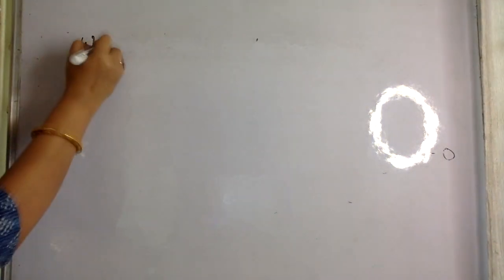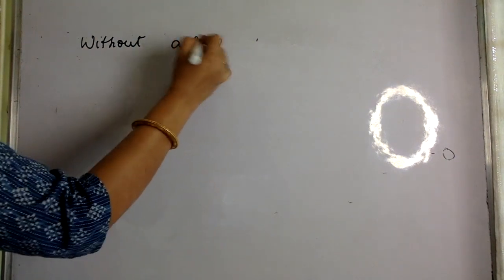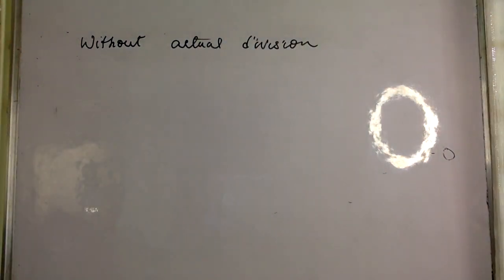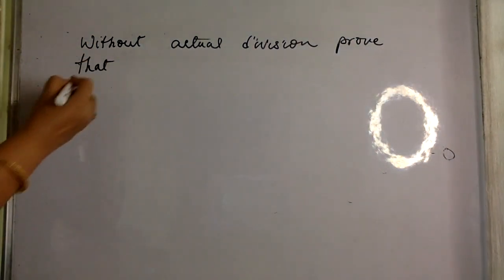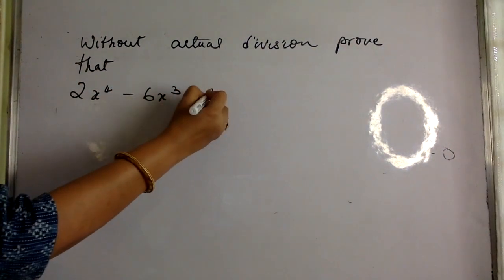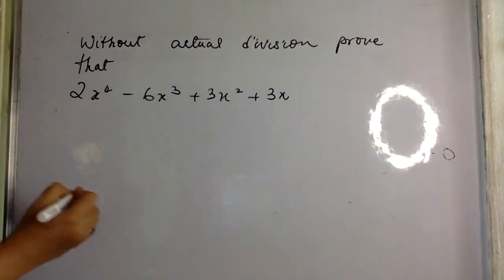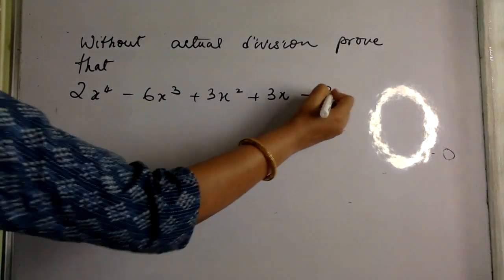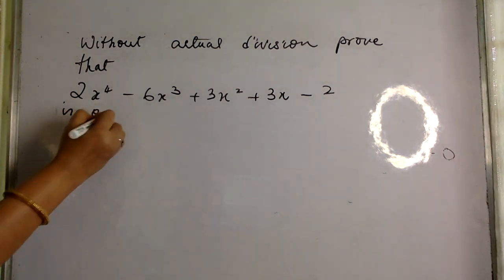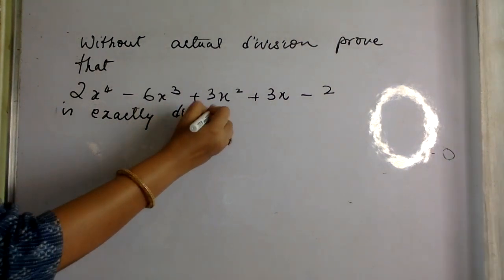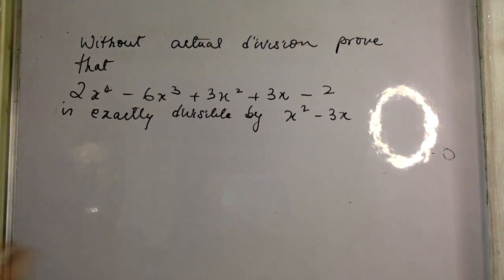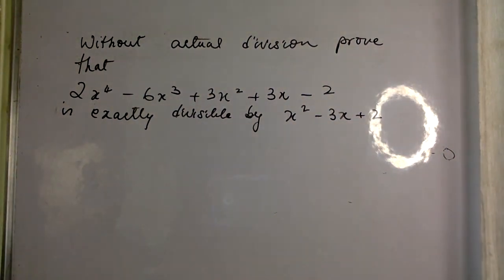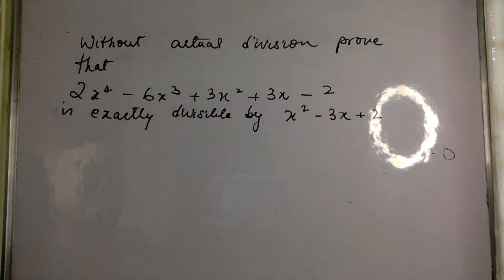The question says, without actual division, prove that 2x to the power 4 minus 6x cube plus 3x square plus 3x minus 2 is exactly divisible by x square minus 3x plus 2. So, without actual division, prove it.